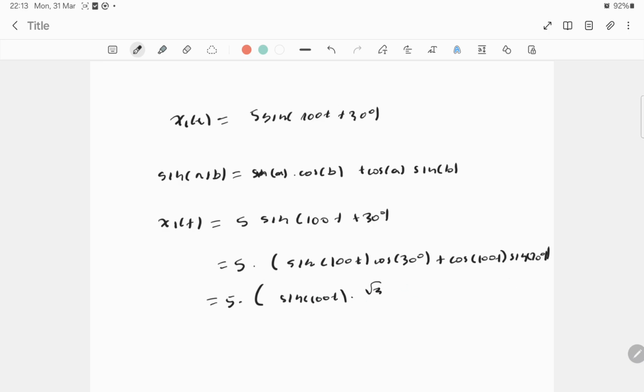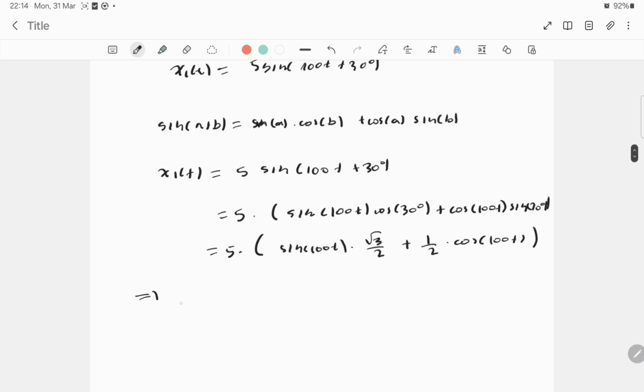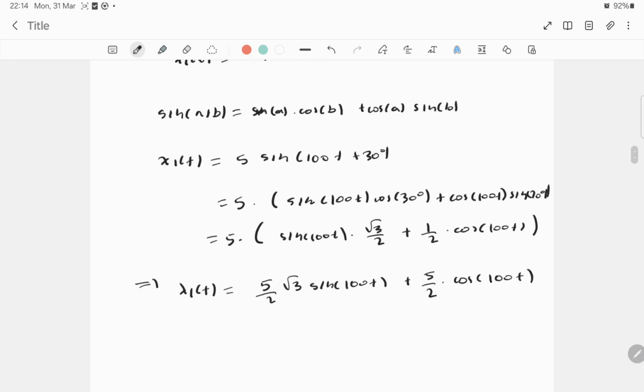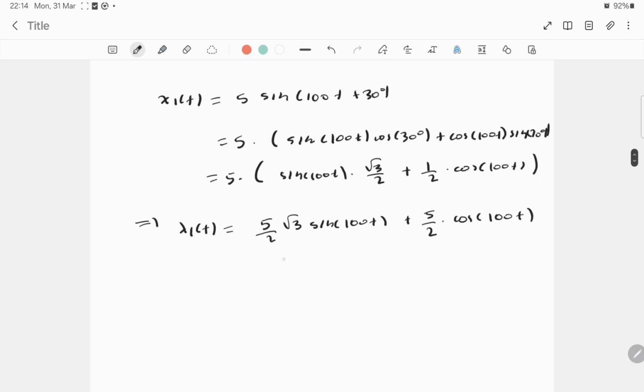Cos 30 degrees is square root of 3 over 2, plus the sine of 30 degrees is a half, times cos 100t. So x1 of t can be written as 5 square root of 3 over 2 sine 100t plus 5 over 2 times cos 100t. So I have split it into two component waves, that one and that one.